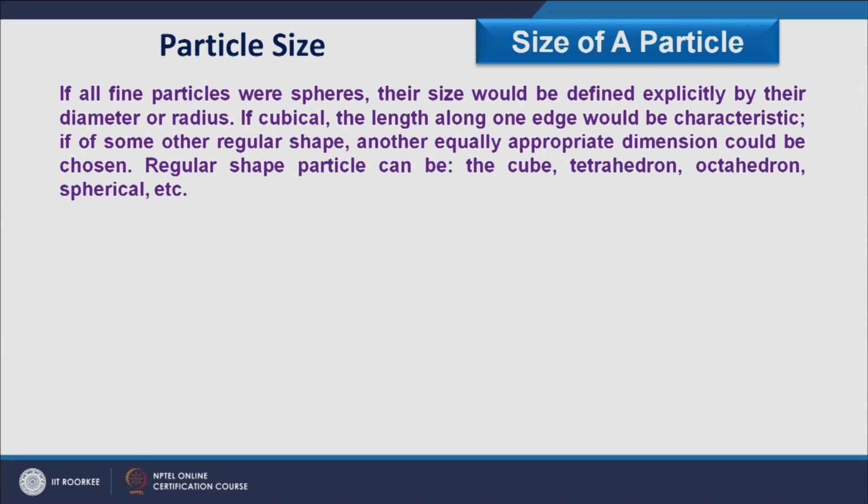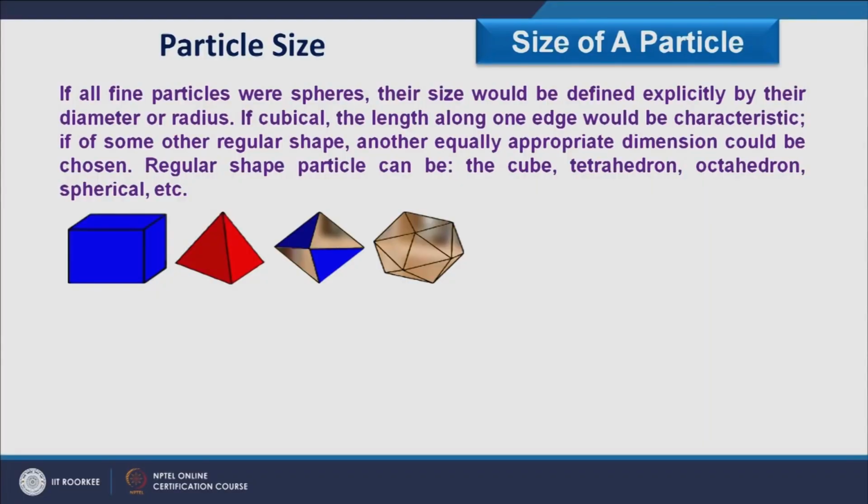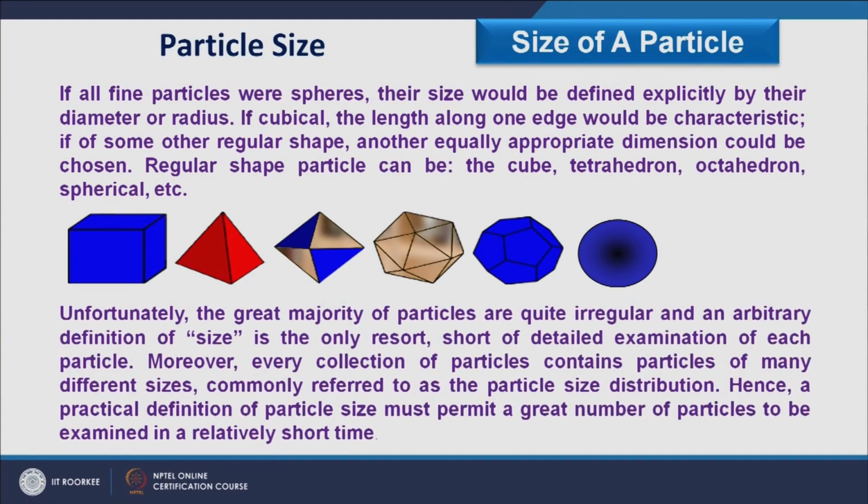Now if you see this, we can have only a single parameter to define the size of a particle when the particle shape is regular. When I say regular shape, the cube, tetrahedron, octahedron, sphere, etc. come under this. So all these shapes which I am showing are regular shapes. However, in an actual scenario, the particles are quite irregular in geometry, and if we define all three dimensions of this, it will be very time consuming.